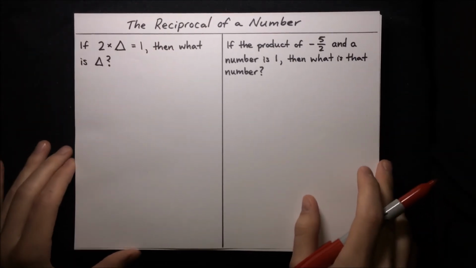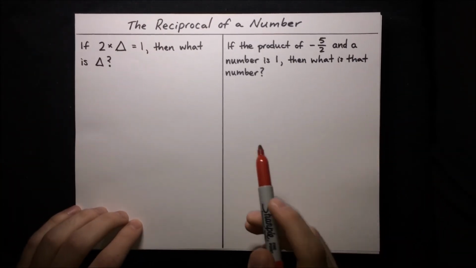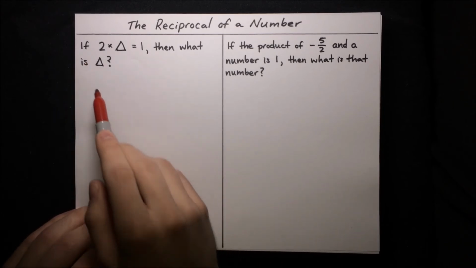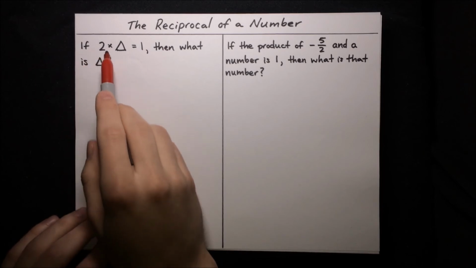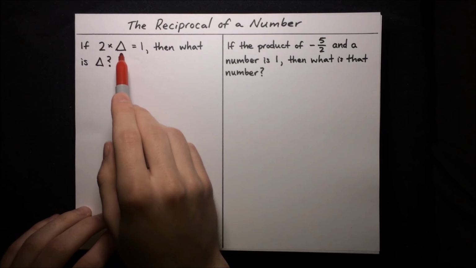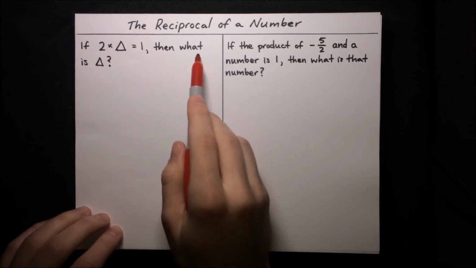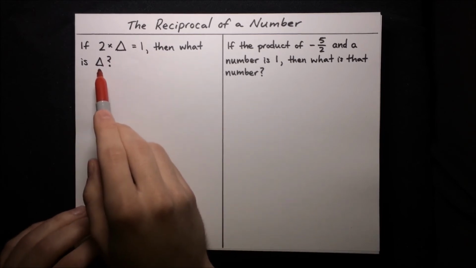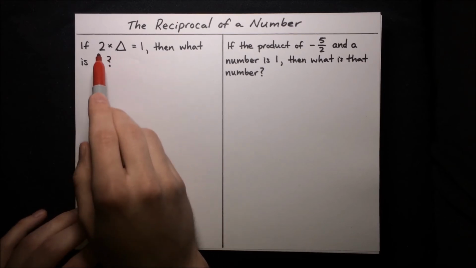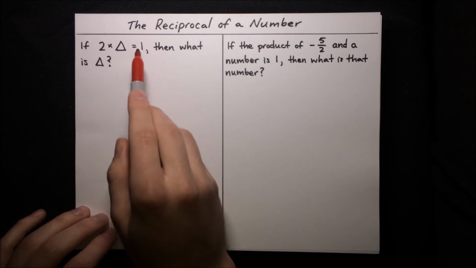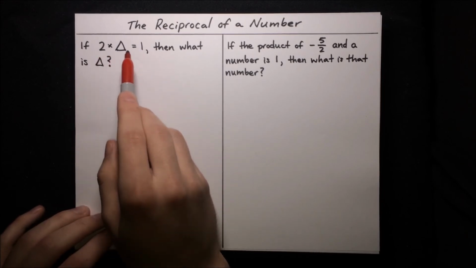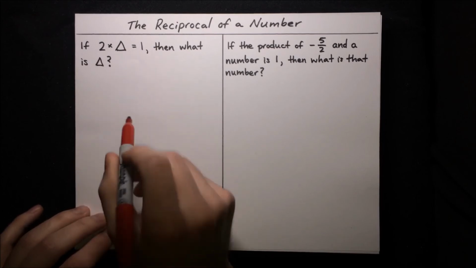Now that we know the product of a non-zero number and its reciprocal is equal to 1, we can more easily answer questions like this. For example, if 2 times triangle just represents some number, so if 2 times triangle is equal to 1, then what is triangle? What number does triangle represent? Well, we know that the product of a non-zero number and its reciprocal is equal to 1. So here, 2 times its reciprocal equals 1, so triangle is just the reciprocal of 2.